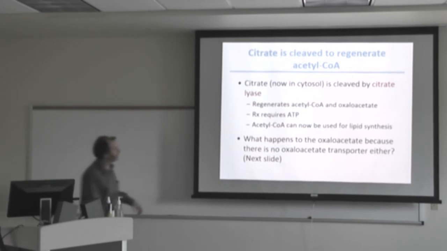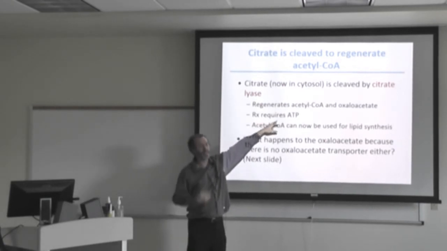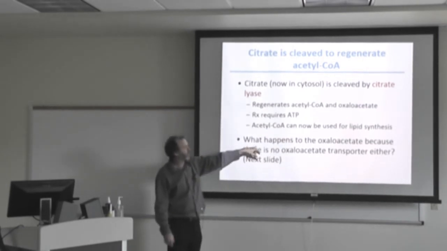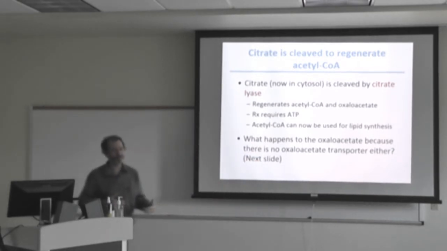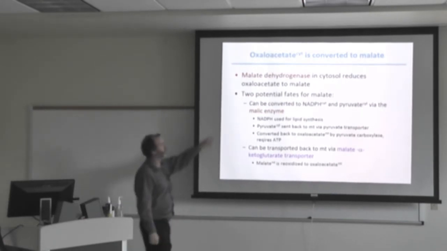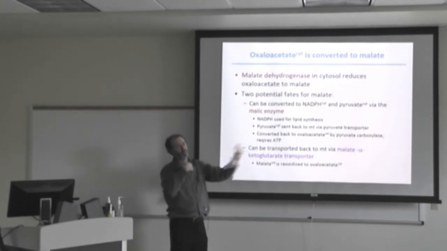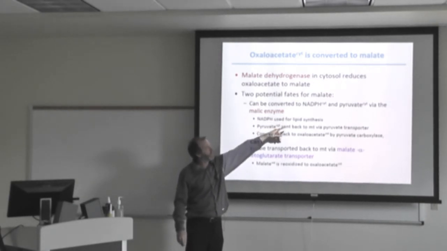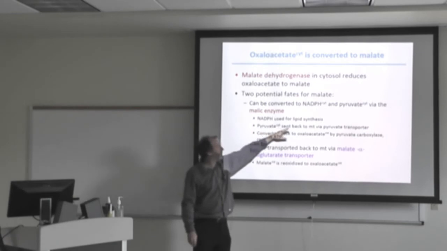Citrate, now in the cytosol, is cleaved by citrate lyase, which regenerates acetyl-CoA and oxaloacetate and requires ATP for that reaction. Acetyl-CoA can now be used for lipid synthesis. And what happens to the oxaloacetate? Right, because there's no oxaloacetate transporter either. Do you guys remember that? So malate dehydrogenase in the cytosol reduces oxaloacetate to malate. Do you guys remember the malate oxaloacetate shuttle? Of the 2 potential fates, malate can be converted to NADPH in the cytosol and pyruvate via the malic enzyme. So that's one of the sources of NADPH used for lipid synthesis.